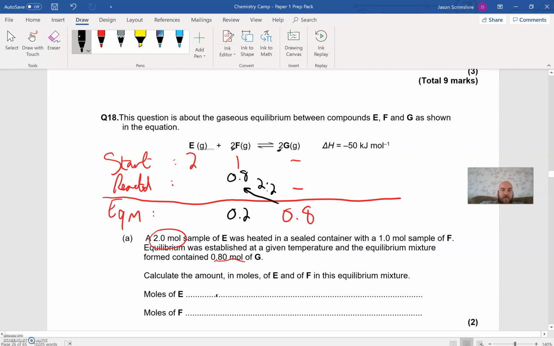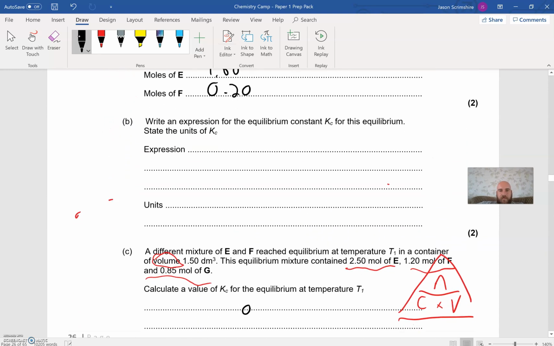And then you can look at it from G to E. Now this ratio here is 1 to 2. So 1 mole of this will form 2 moles of G. So 0.8 going backwards, 2 to 1, means 0.4 must have reacted. So I end up with 1.6 overall. So it's 1.6 moles of E and 0.2 moles of F. Okay, that's the first part done.